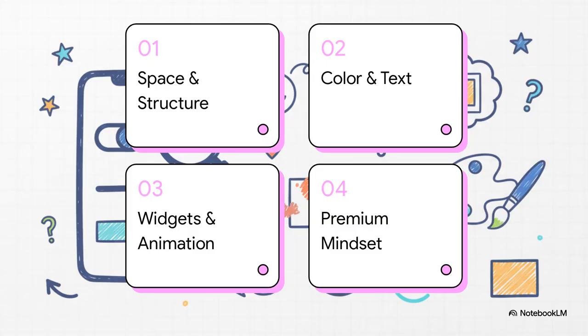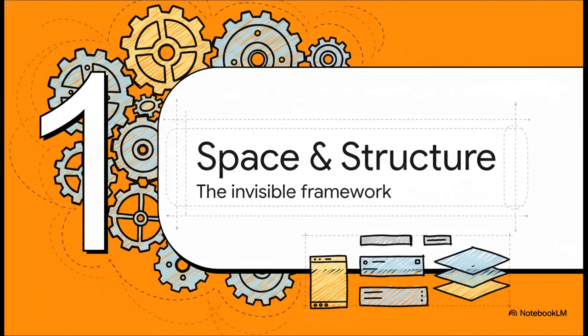All right, here's our game plan for today. We're going to start with the invisible framework of your app, things like space and structure. Then, we'll dive into the world of color and text and see how to use them to guide the user's eye. After that, we'll get into the magic of widgets and animation, the stuff that brings your app to life. And finally, we'll tie it all together with what I call the premium app mindset, which might just change how you build apps forever. First up, foundations.